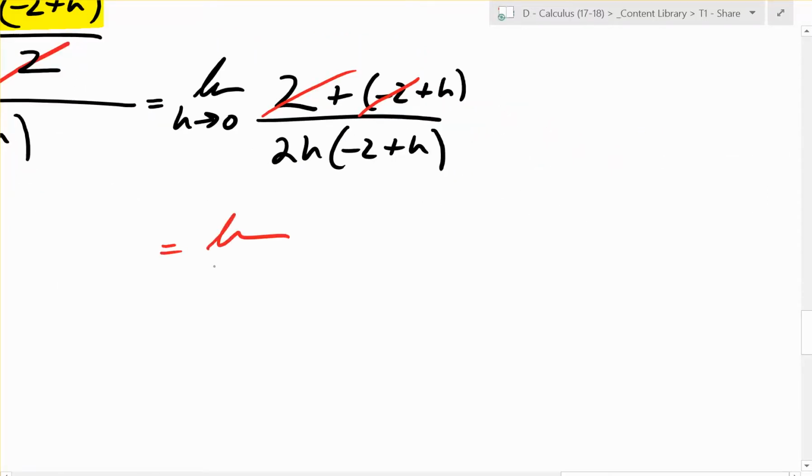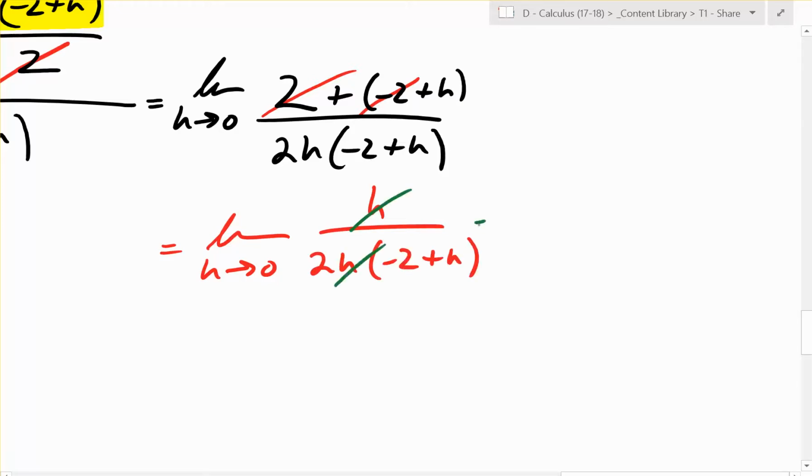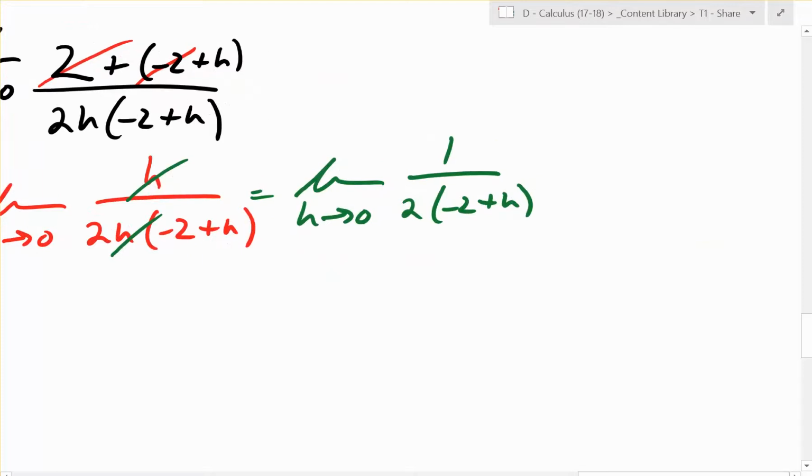So you end up with the limit as h goes to 0 of h over 2h times negative 2 plus h. So now when we cancel, we end up with the limit as h goes to 0 of 1 over 2 times negative 2 plus h. Now can we plug in 0 for h? We absolutely can, and we end up with 1 over 2 times negative 2 plus 0, which is 1 over negative 4.